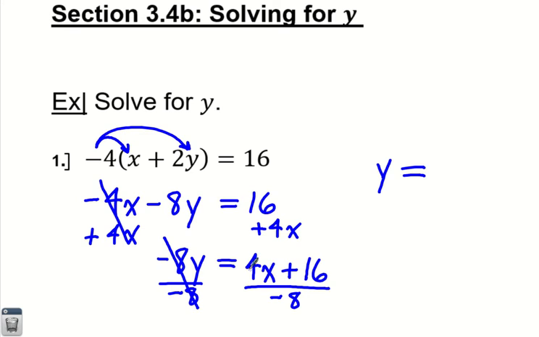So 4 divided by -8. Is that clean division? No. So you leave it as a fraction, okay? But can the fraction at least reduce? Yeah. That reduces to -1/2, and then the x. And then you have positive 16 also divided by -8. That is clean division, -2. So our final answer here, solving it for y, is y equals -1/2x - 2.